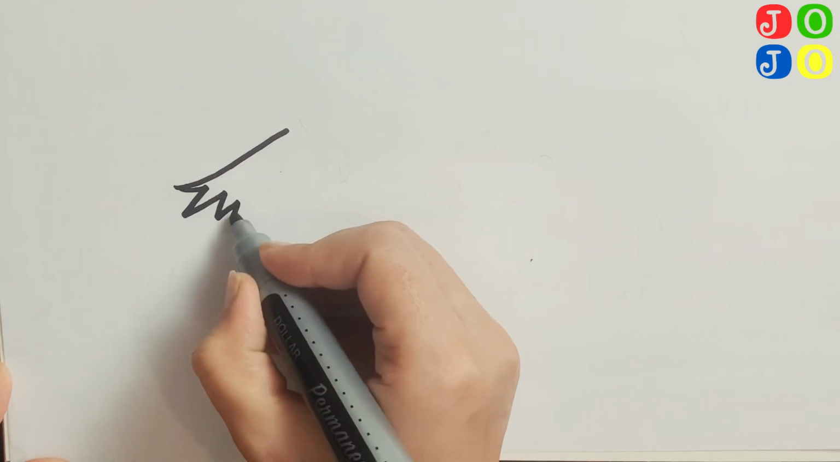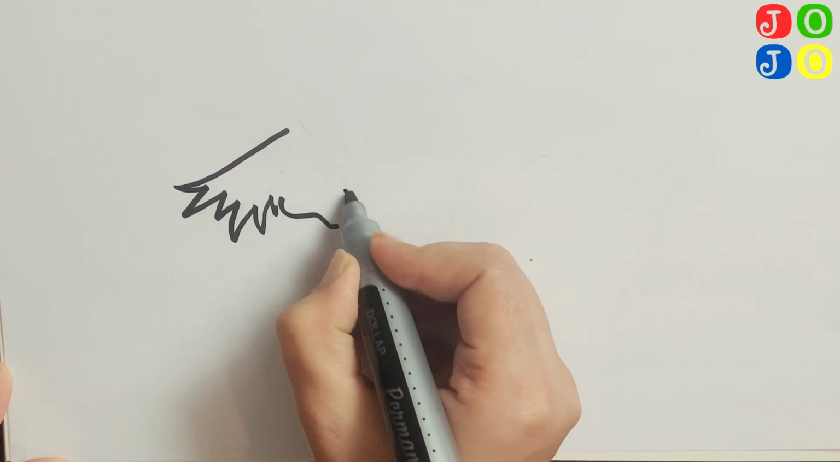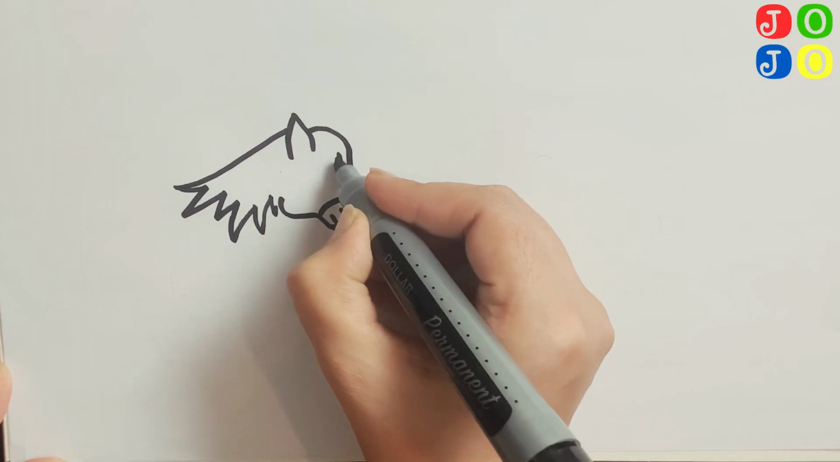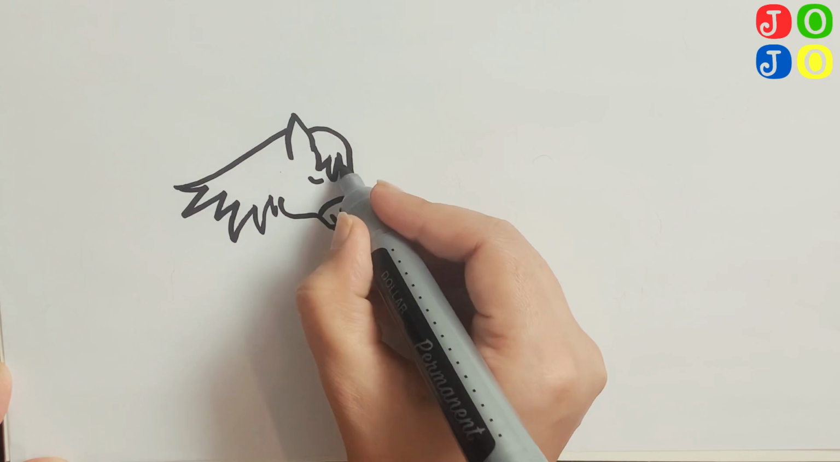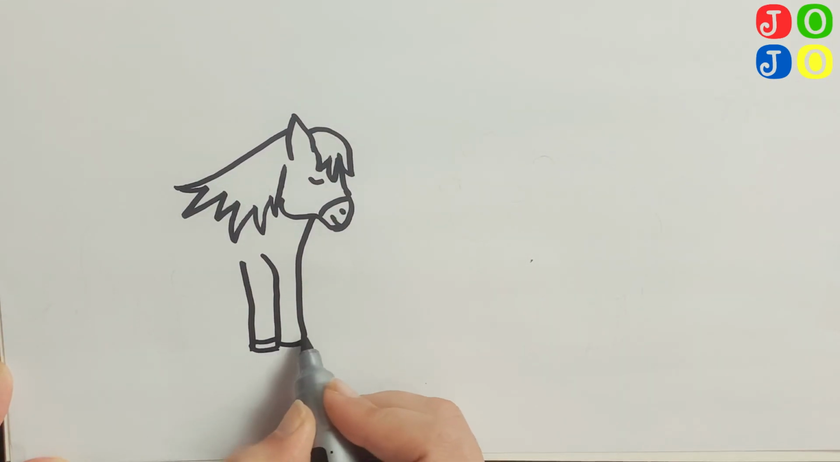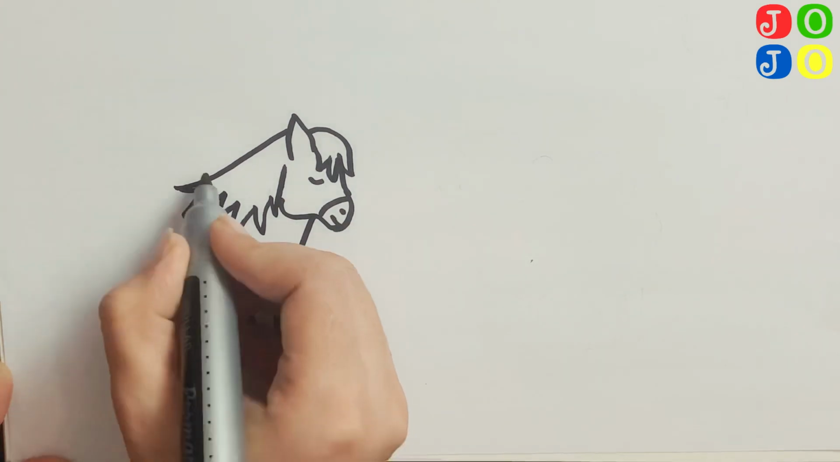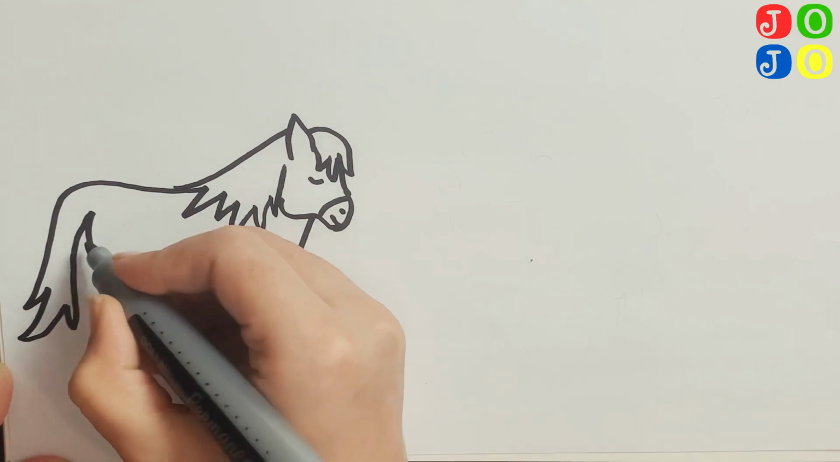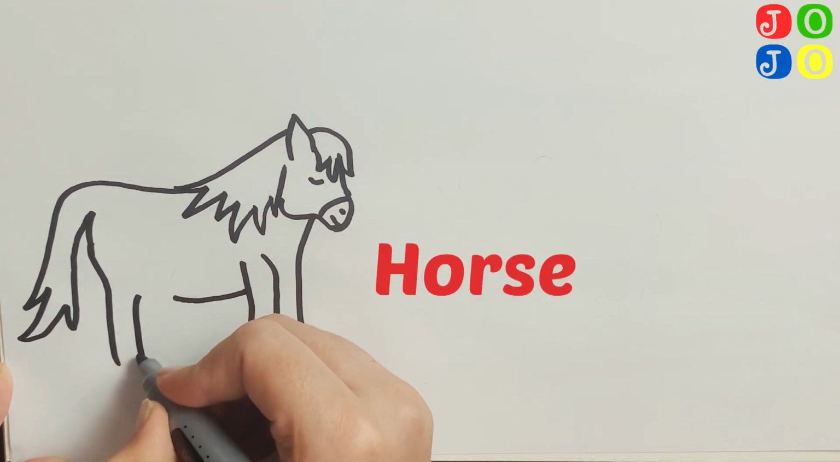So now we are drawing another farm animal and let's see how it looks like. It has got long hair. And I guess this one is also having four legs. So can you recognize it as yet? I guess you already know it. It's a horse.